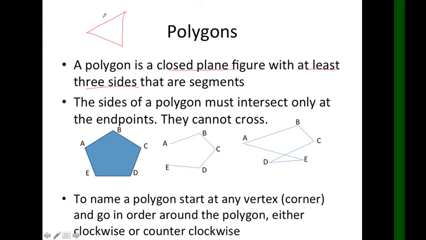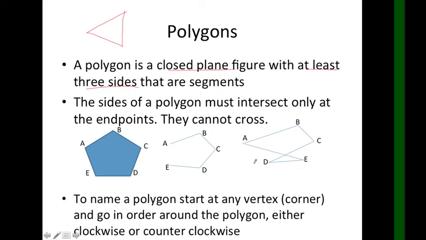Okay? The minimum number of sides in a polygon is 3 sides to make it a closed figure. The sides of a polygon must intersect only at the endpoint. They cannot cross. So, this one is a polygon. This one is not because it is an open plane. This one is not because the lines intersect.